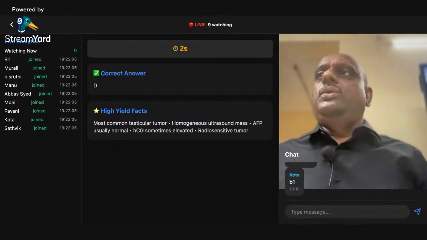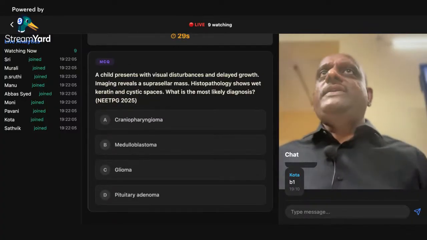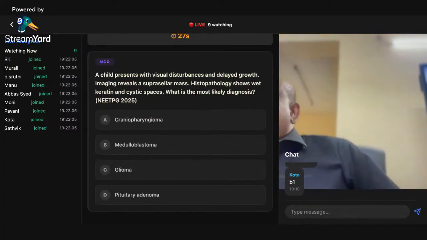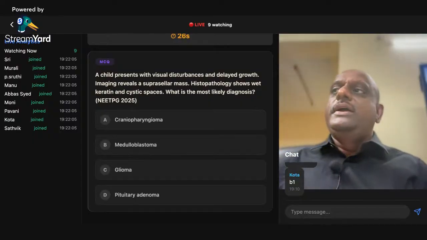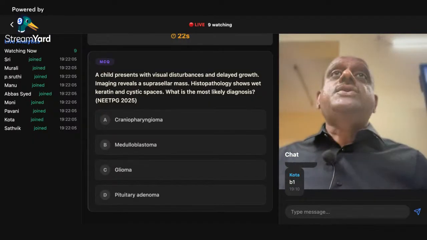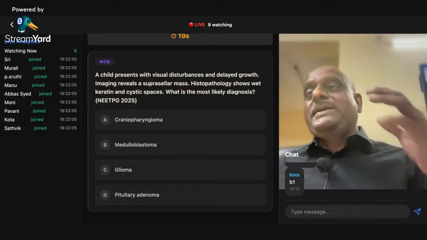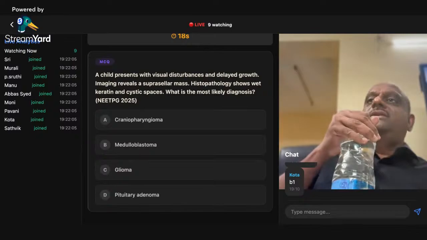Right? So now, doctor, a child presents with a visual disturbance, delayed growth. Imaging shows a suprasellar mass. Histopathology shows wet keratin and cystic spaces. What is your diagnosis, doctor?